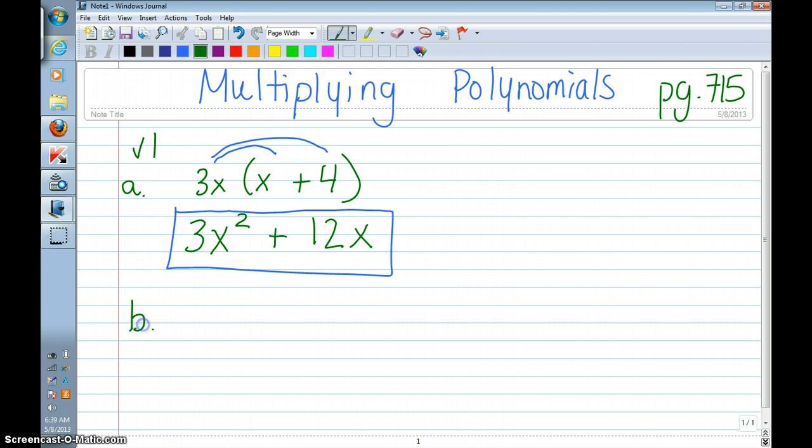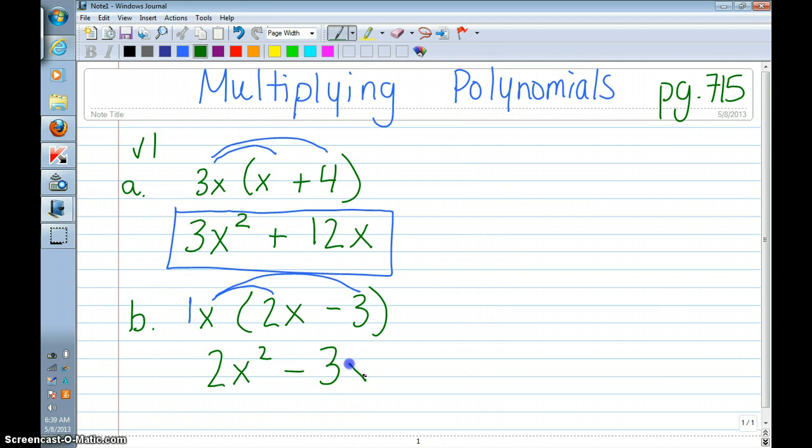So for the second one, we'll try x times (2x minus 3). Again, using the distributive property for both. Remember, it's like there's a 1 in front. So 1 times 2 is 2, x times x changes to x squared. 1 times negative 3 is minus 3, and it's just the x. And remember, I can't combine any further now because it's subtraction. That's my final answer. I can't combine 2x squared minus 3x.